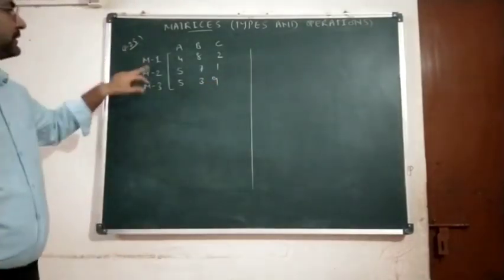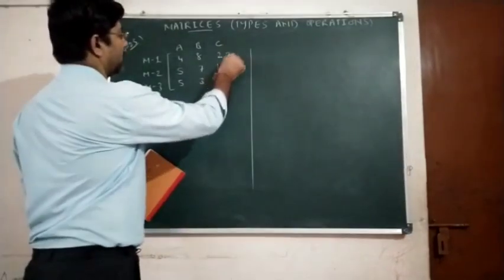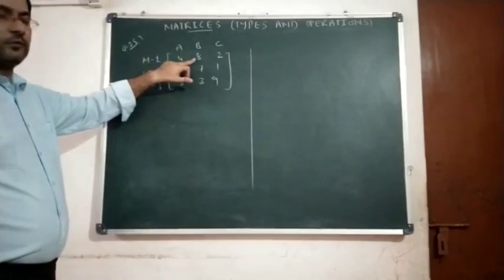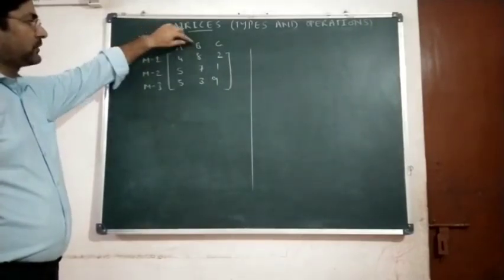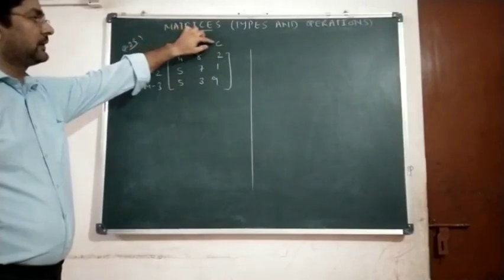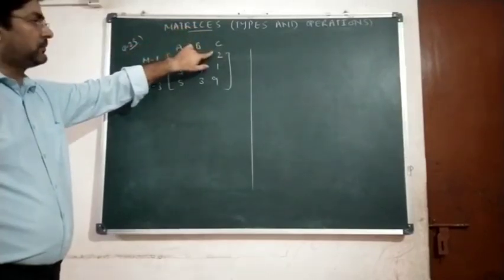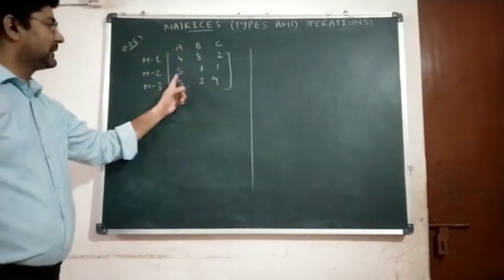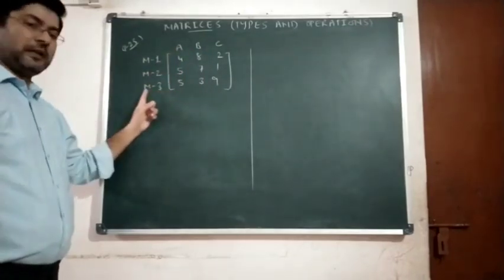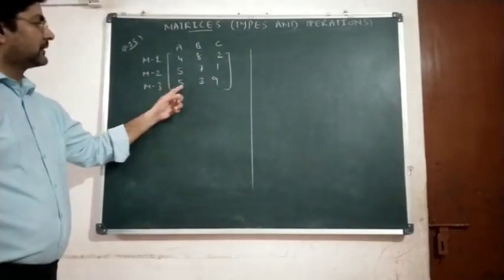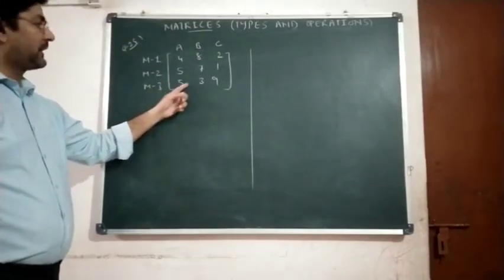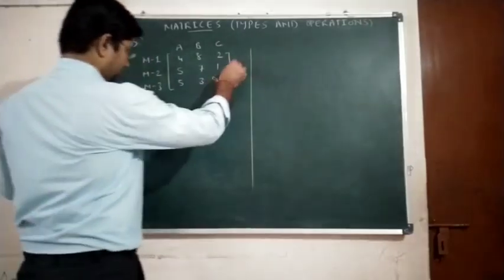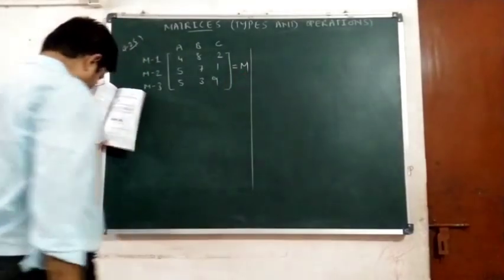Okay, using method 1, the number of type A goods produced is 4, type B goods produced is 8 and type C is 2. Similarly, using method 2, goods A, B, C, the numbers are 5, 7, 1 and using method 3, the number of goods A produced is 5, B is 3 and C is 9. Clear? So let us name this matrix as M.